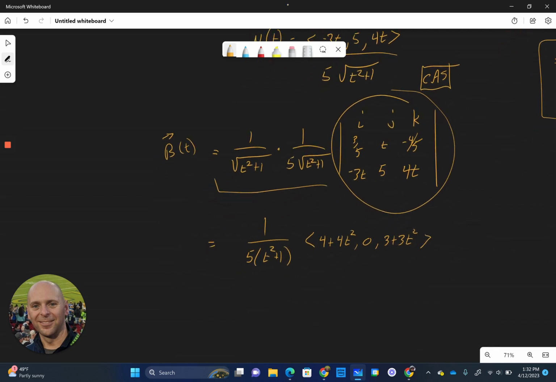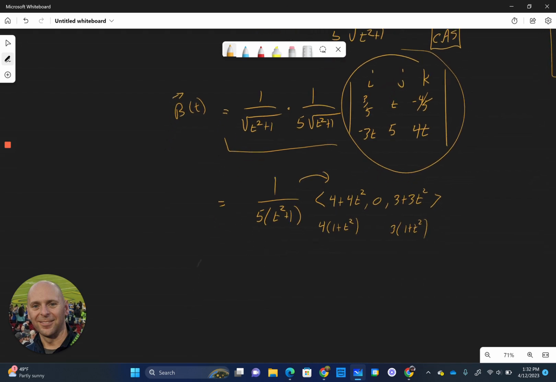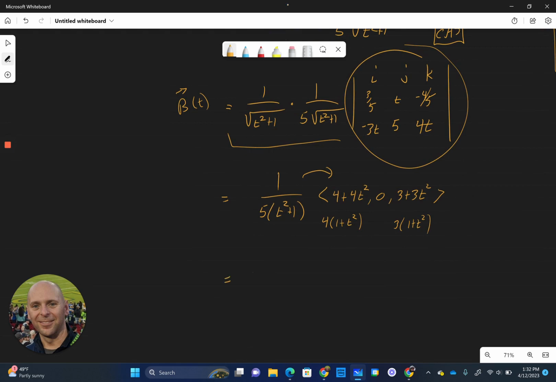And then we can simplify this just a little bit more by factoring out the common factor here of 4 and 3, or rather 4 times 1 plus t squared and 3 times 1 plus t squared. And we get some extra simplification when we push in our function here. So this just all turns into 4/5, 0, and 3/5. So pretty clean vector for our binormal here, given that we were working with some fairly complicated functions.